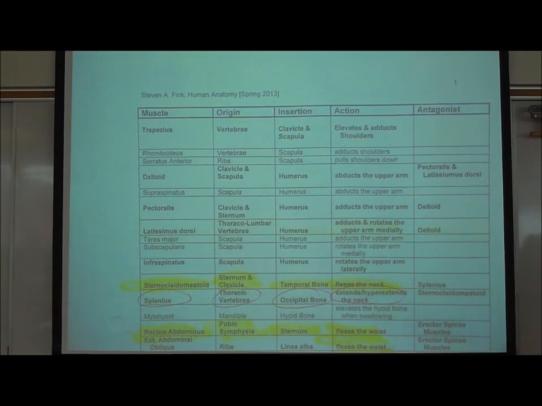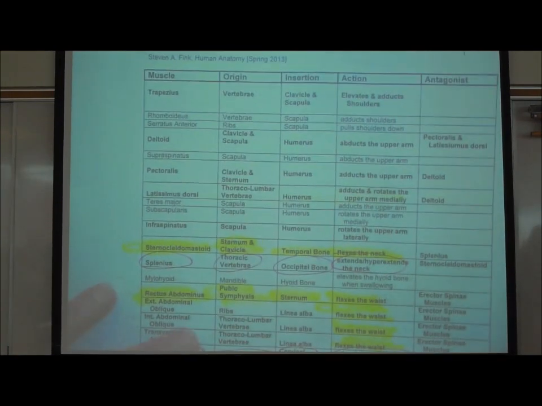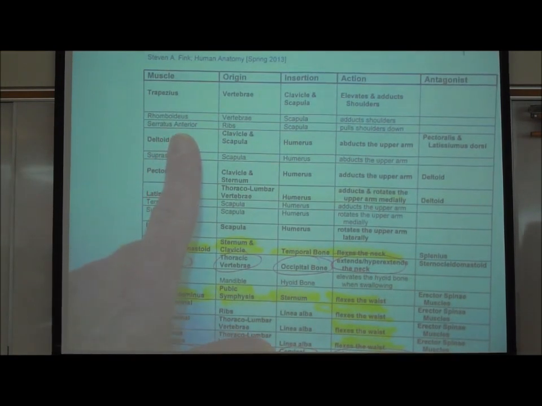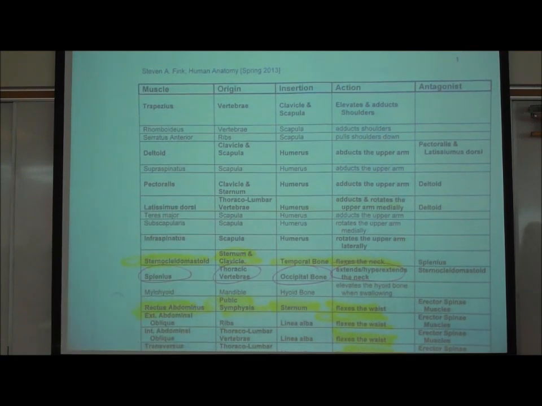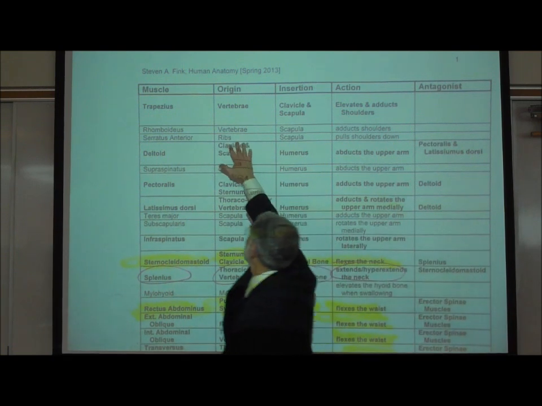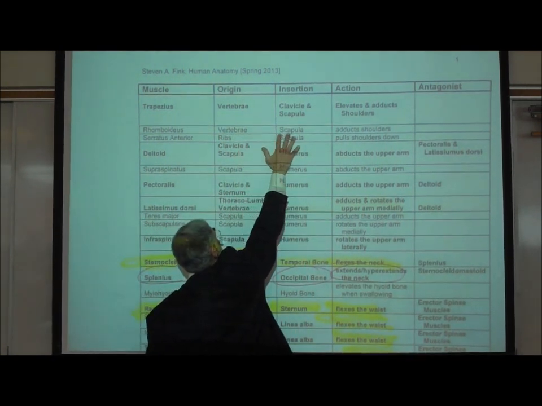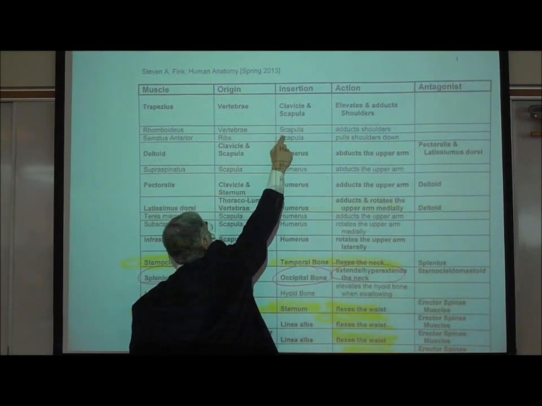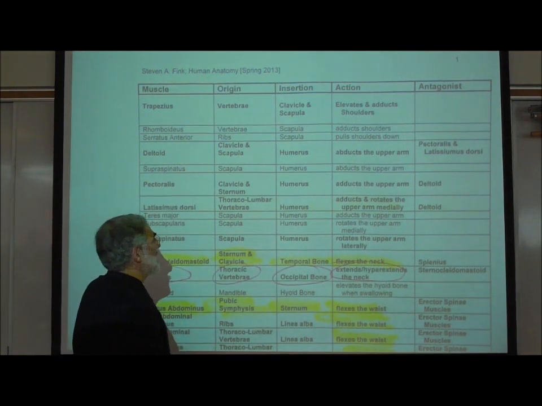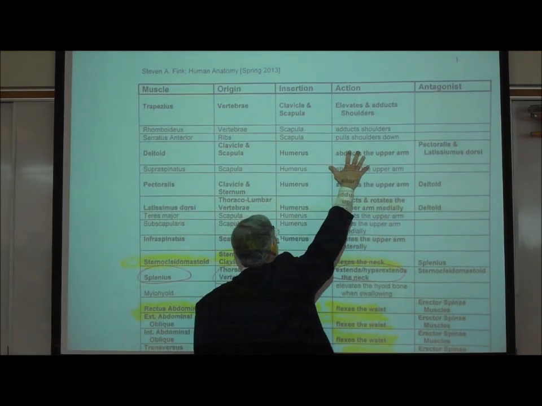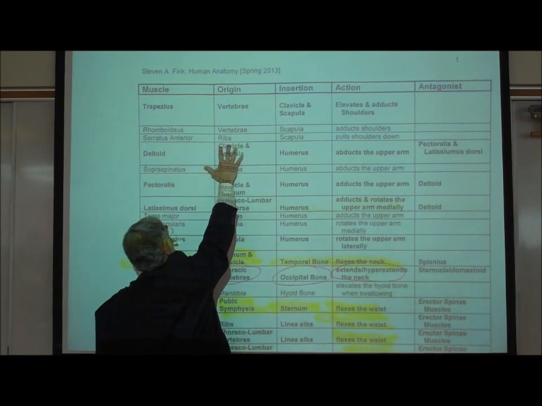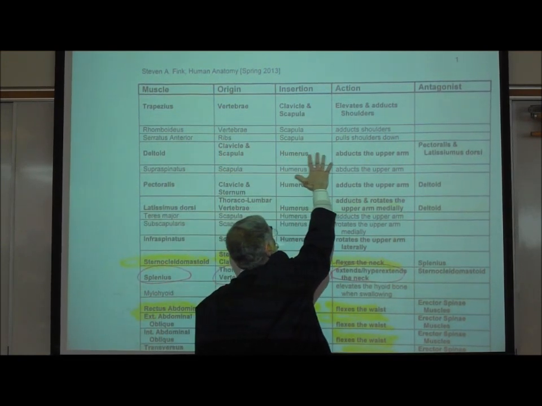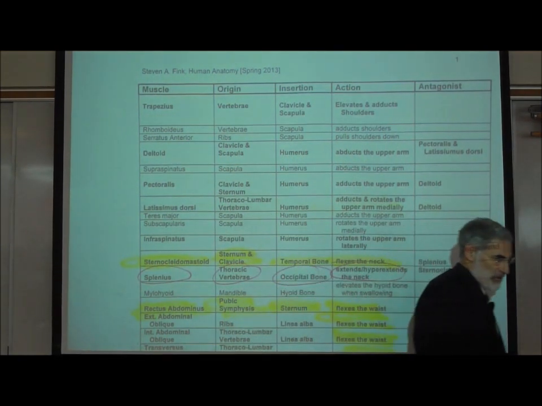There are two other muscles that also move the shoulders. Let's just look on this chart since we're on it. The rhomboideus and the serratus anterior. The rhomboideus originates on the vertebrae, and inserts on just the scapula. Notice the trapezius inserts on both the clavicle and scapula. It adducts the shoulders. The serratus anterior originates on the ribs. It inserts on the scapula. It pulls your shoulders down.